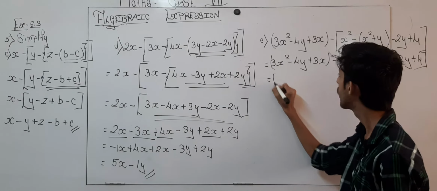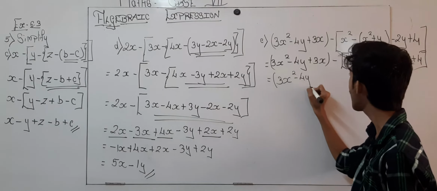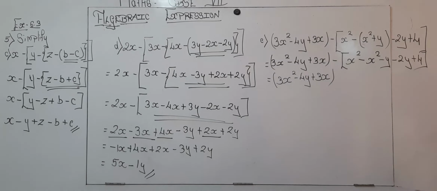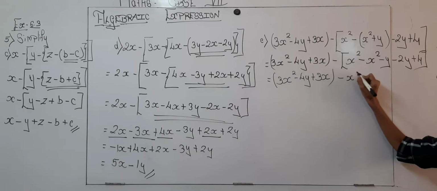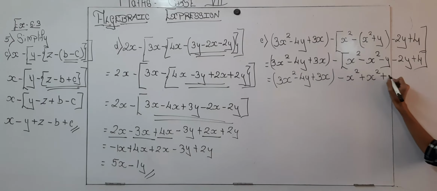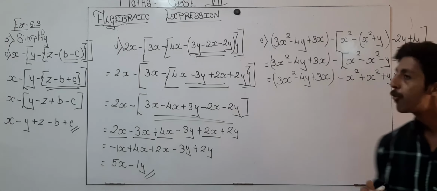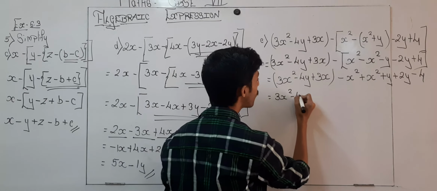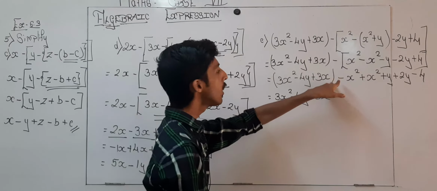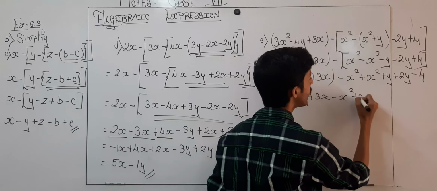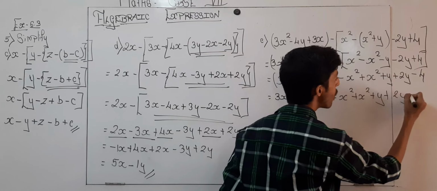Now again with the same pattern, 3x square minus 4y plus 3x. Now the outer bracket, because minus has been connected to it, so minus plus minus, minus 3x square minus into minus plus x square. Now over here again plus y plus 2y minus 4 over here. Now again with the same pattern, 3x square minus 4y plus 3x. Now no need to put the brackets over here because the minus sign will be given to all the numbers. So the same numbers I am writing over here, x square plus y plus 2y minus 4.